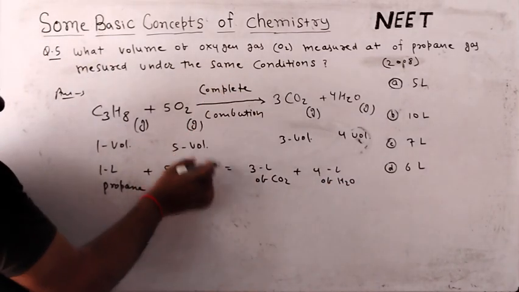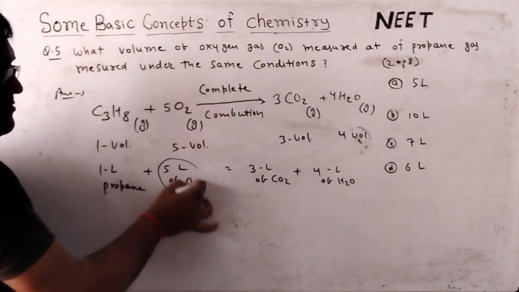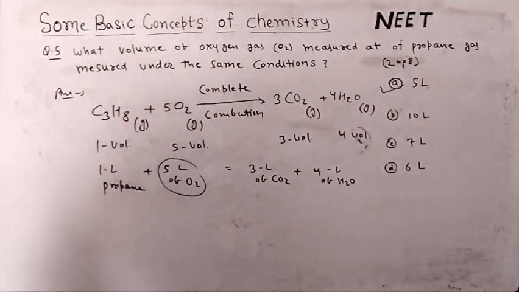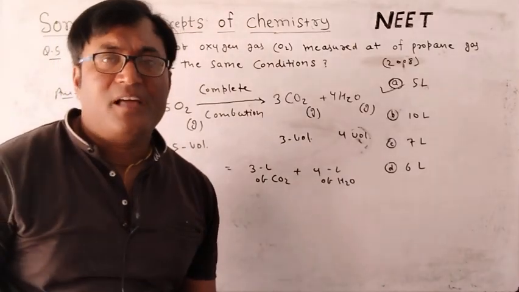Now according to the question, what volume of oxygen O2? 5 liter volume of O2. So according to the given options, option A is correct. Now the question is solved. You can take a screenshot. You can like, share, watch my video carefully.